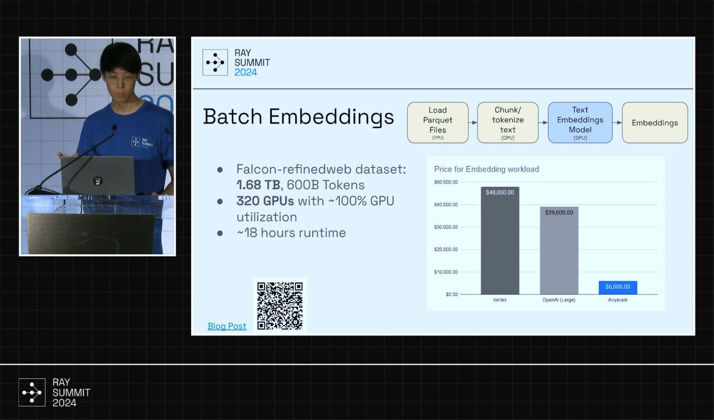This is another example of generating text embeddings. We used the Falcon RefinedWeb dataset for this, which is a 1.68 terabyte dataset. Using 320 GPUs for this large workload, it took about 18 hours to run in total. And the estimated cost on Anyscale was around $6,000 to run this workload.